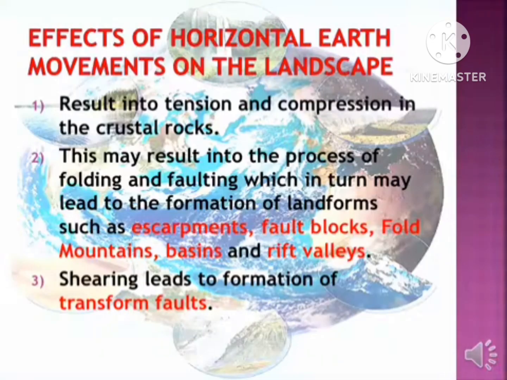Now let us focus on the effects of horizontal earth movement on the landscape. The first effect is that they result in tension and compression of the crustal rocks. Secondly, this may result in the process of folding and faulting, which in turn results in the formation of landforms like escarpments, fault blocks, fault mountains, basins, rift valleys, etc. Finally, we have shearing, and this leads to formation of transform faults.